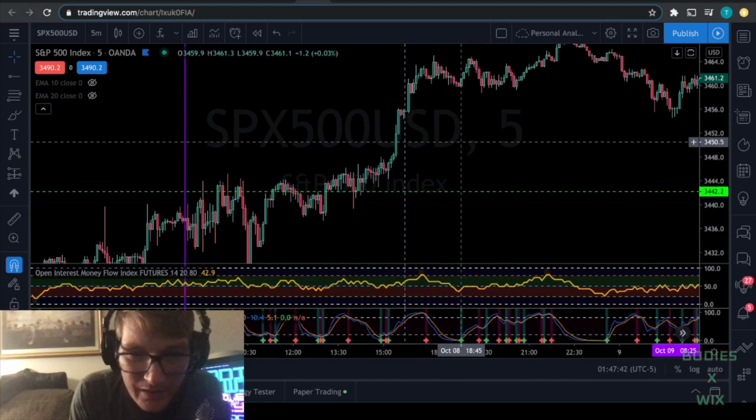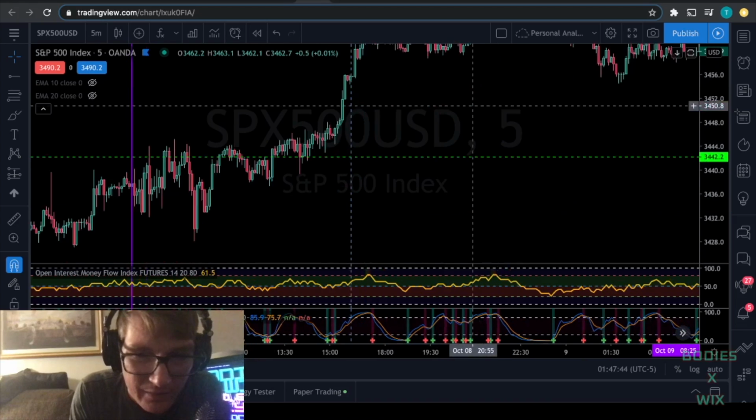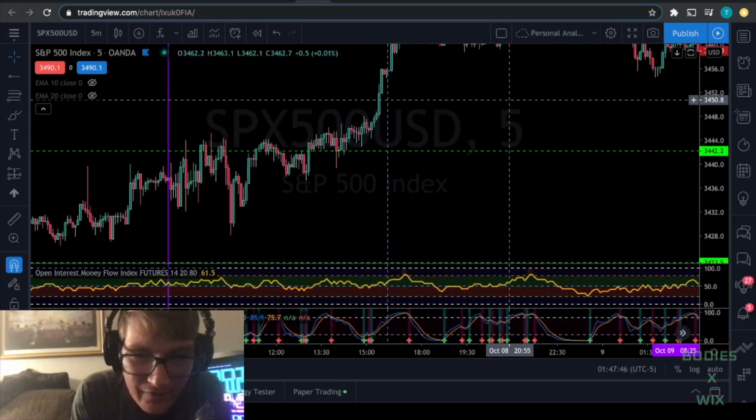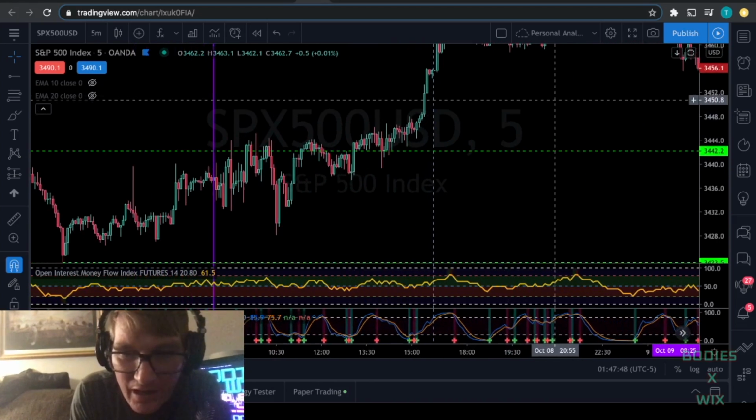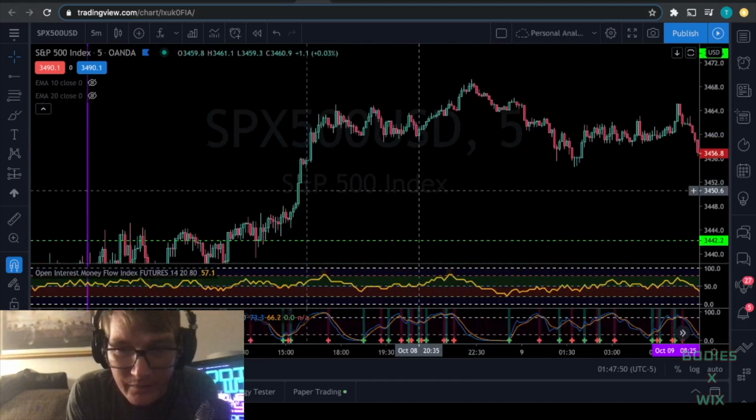So that is just basically how I play the SPX, and I gotta see if it's gonna beat a session high or a low. Same thing here.